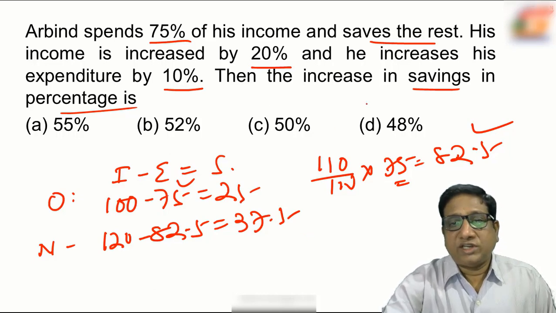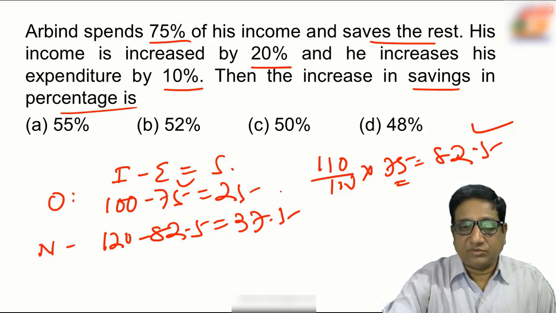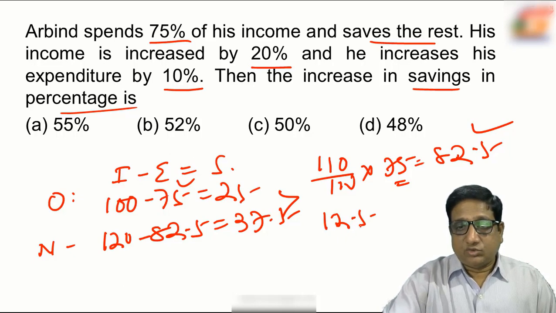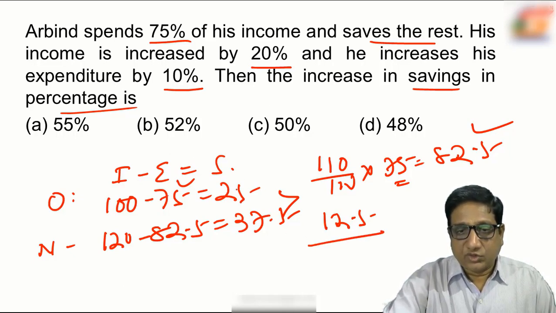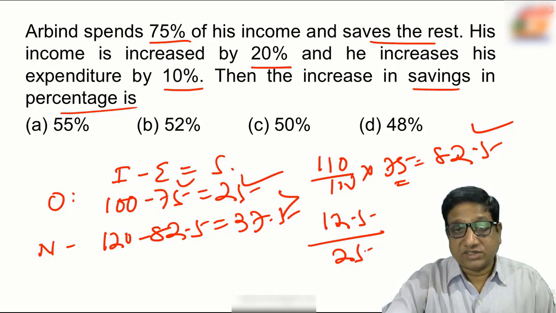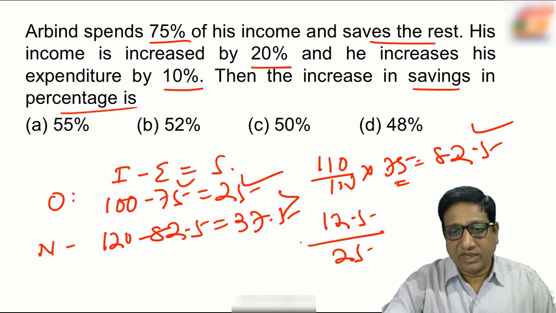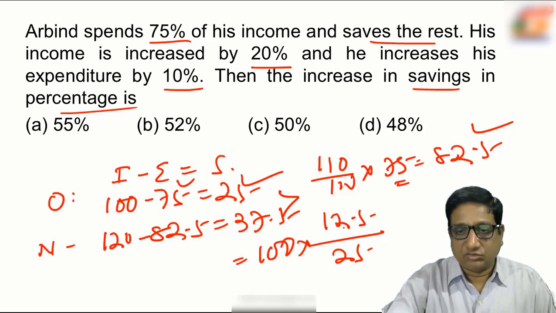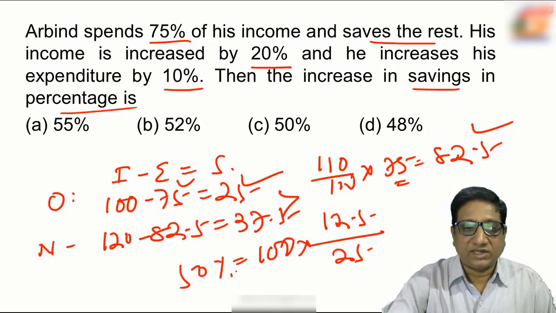So the question is the increase in savings. If you observe, the difference in savings is 12.5. Saving increased by 12.5 above 25, since the original saving was 25. Then what is the percentage of increase in saving? 12.5 into 100, if you simplify this, you simply observe it is half. 12.5 is clearly half of 25, which means that will be 50%. Choice C.